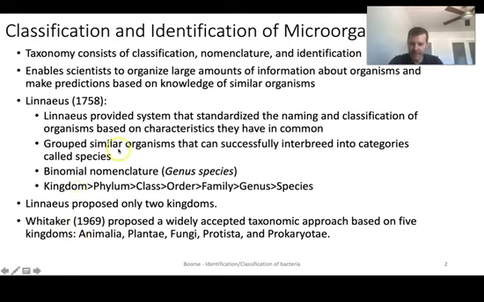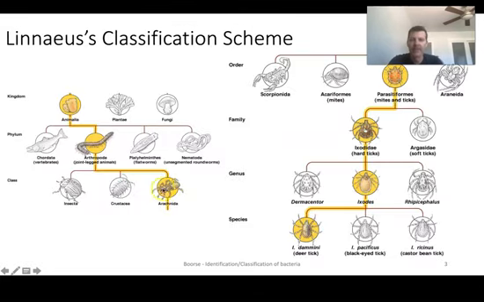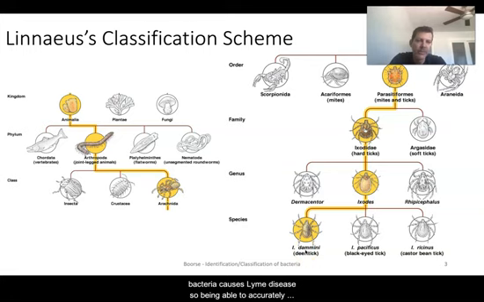But before we do that, let's see an example of this hierarchy of classification that Linnaeus came up with. Linnaeus's classification starts with kingdom and then phylum. I'm going to start backwards. This is a specific species of tick. This is the genus and species right here, the genus and then the species. This deer tick is what we know can transmit the bacteria that causes Lyme disease. So being able to accurately classify and identify this tick might be important.